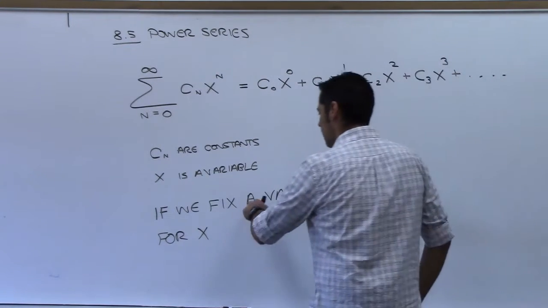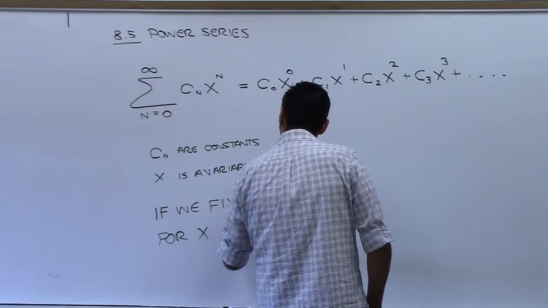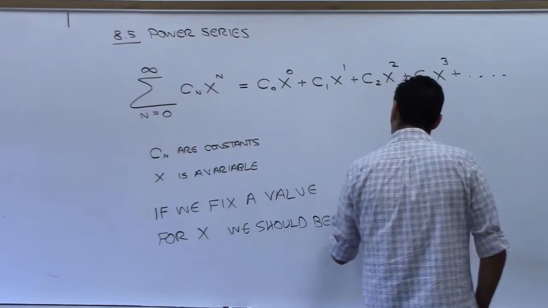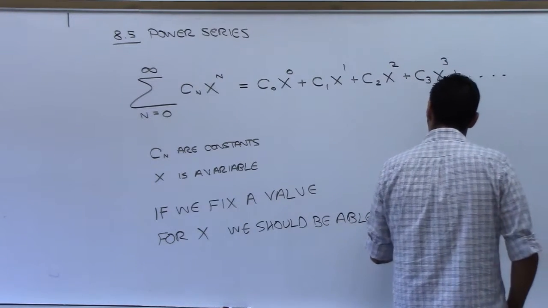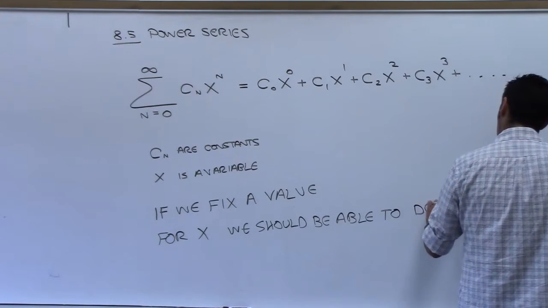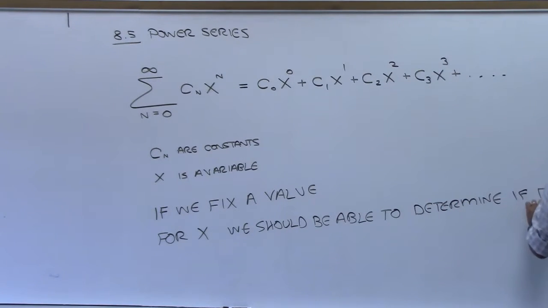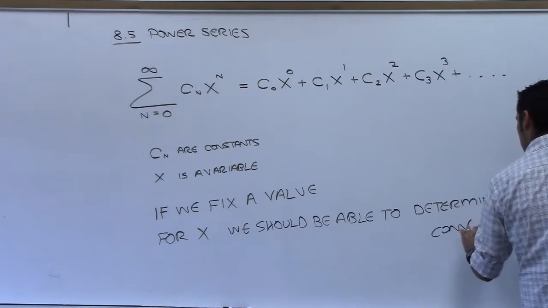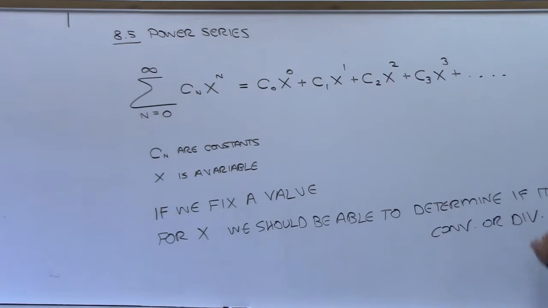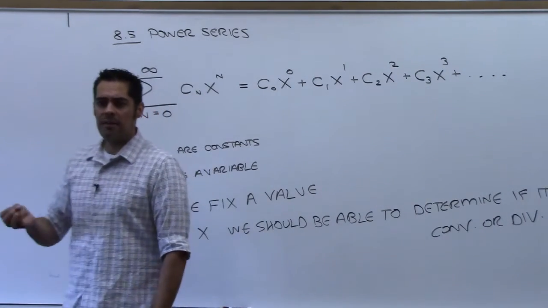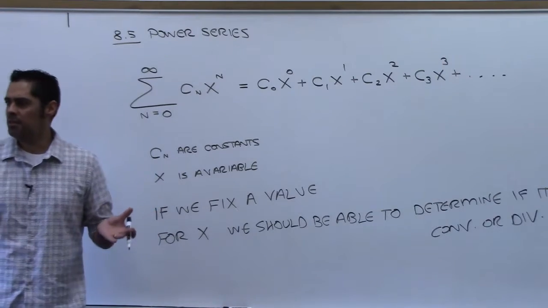So if we fix a value for x, we should be able to determine if it converges or diverges. You agree with that? If it converges, that means it goes to a number, right? If it diverges, it doesn't go to a number, right?